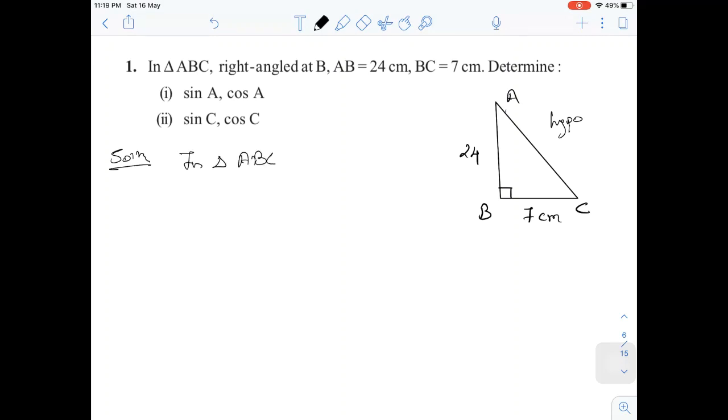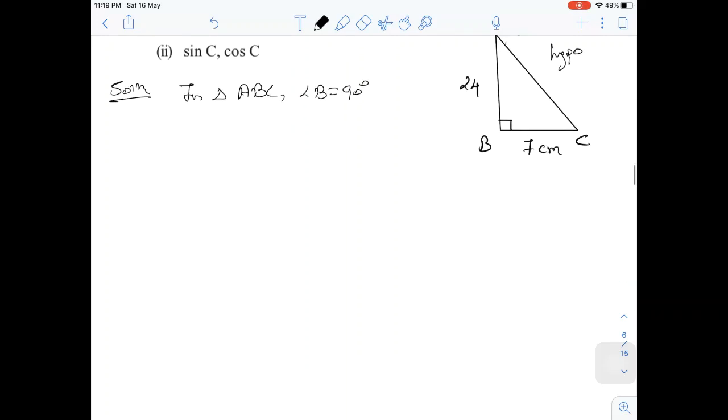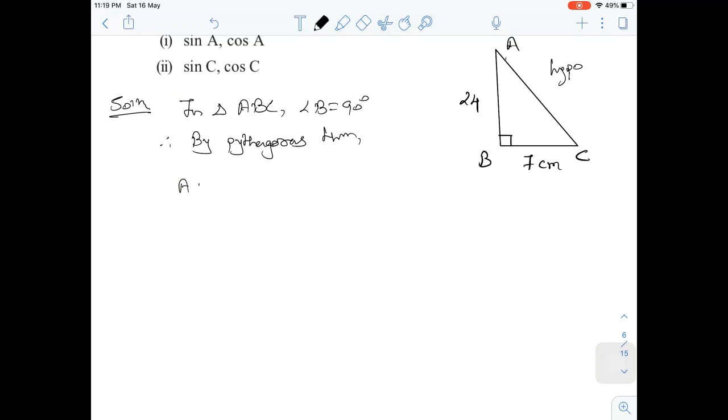In triangle ABC, angle B equals 90 degree. Therefore, by Pythagoras theorem, we get AC square equals AB square plus BC square. That equals, now we have the value of AB, that is 24. So let us write that value. So we get 24 square plus the value of BC is 7, plus 7 square.